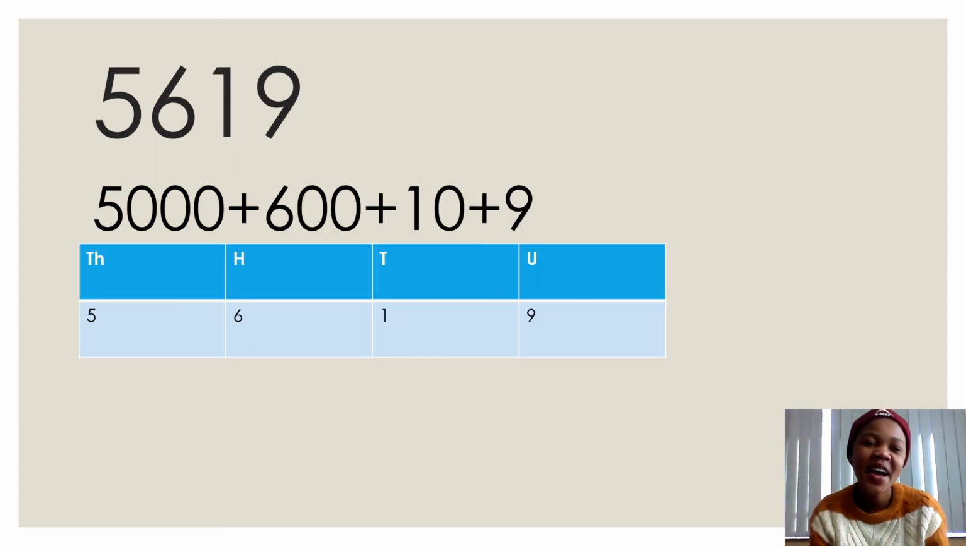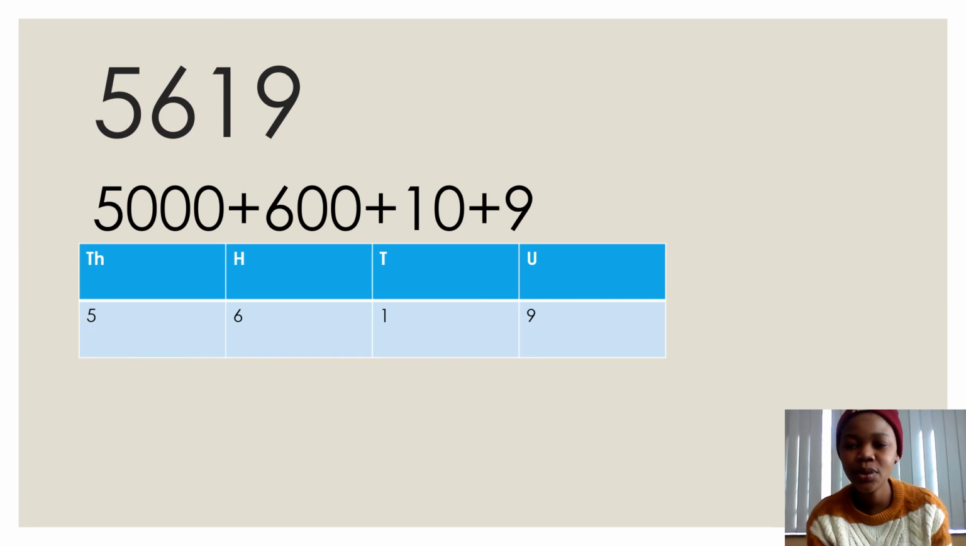We have 5,619. We're supposed to break this number down in expanded notation. We have to write 5,000 plus 600 plus 10 plus 9. In this case, we have 5,000, we have 600, we have 1 ten, and we have 9 units, or 9 ones.